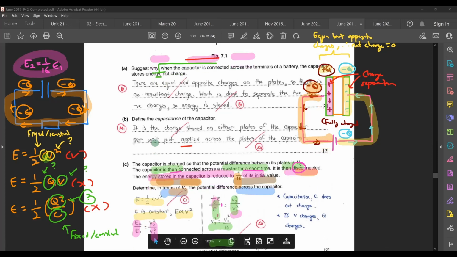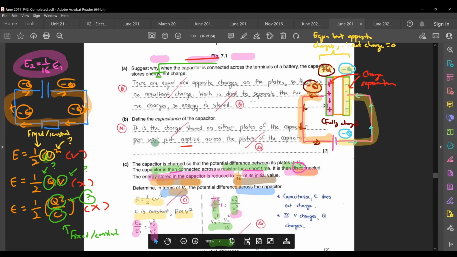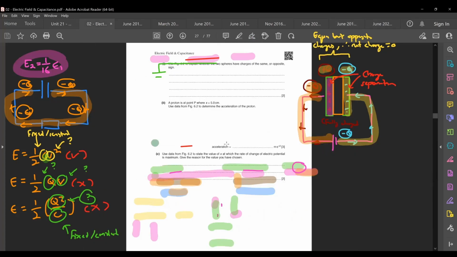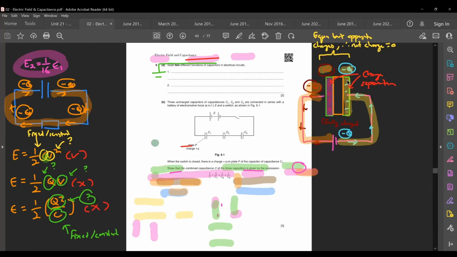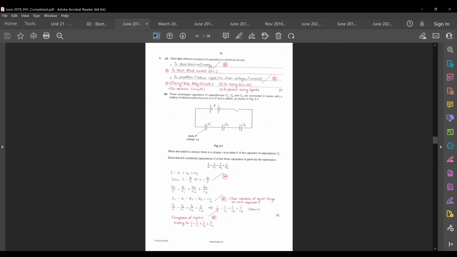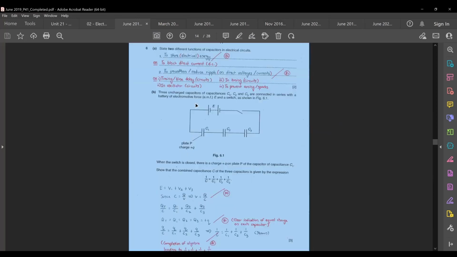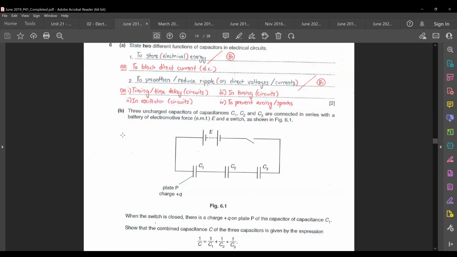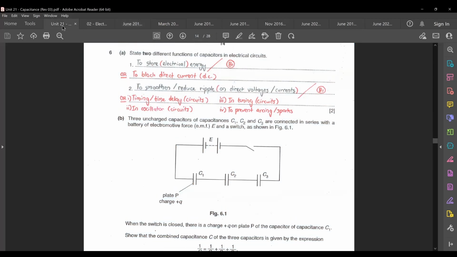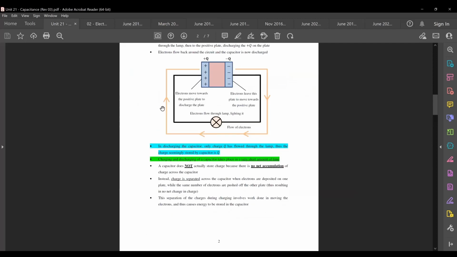Okay, so this one is page 28. This one is done. Next one you can have a look at is probably page 49. Okay, so have a look at page 49. Right, state two different functions of capacitors in electrical circuits. What do they do when you connect them inside an electrical circuit? You can actually make use of any of the answers that I wrote on the first page.